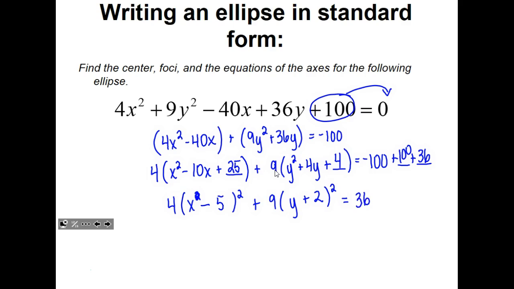Now, our problem is that an ellipse has to equal 1. So we're almost there, but not quite, because we need our ellipse to equal 1.